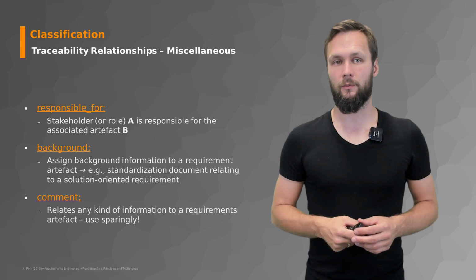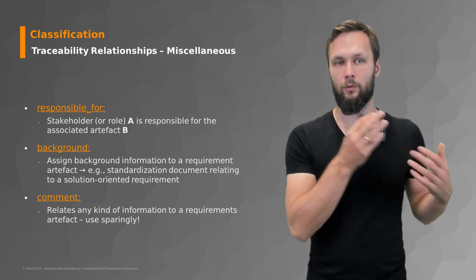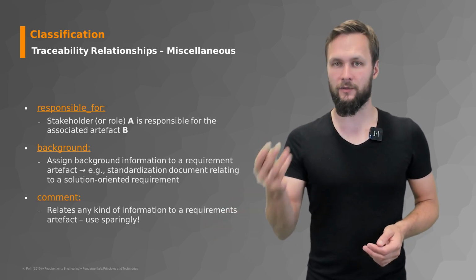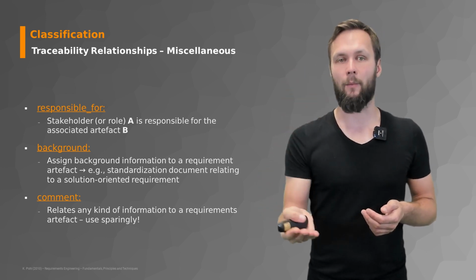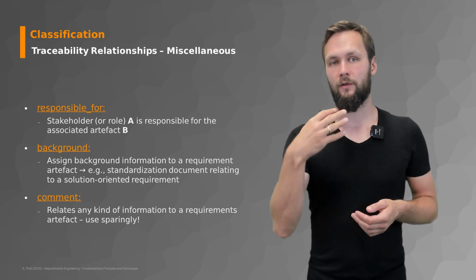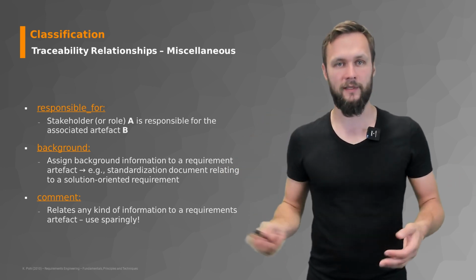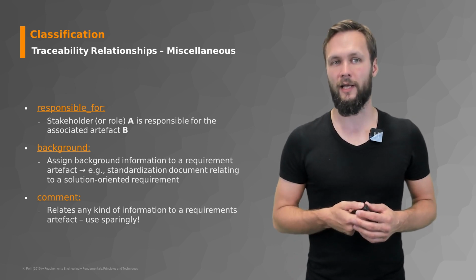There are also more miscellaneous categories like responsible for, where a stakeholder or role A is responsible for the associated artifact B. So this could be something when you have a requirement where you have a person, like who came up with that requirement, or if you have a change request, who created that change request, who is now in charge of implementing that change request. This is where you have the responsible for relationship.